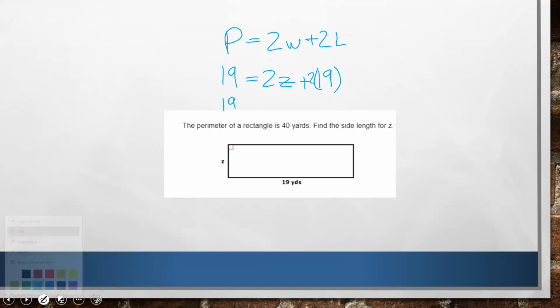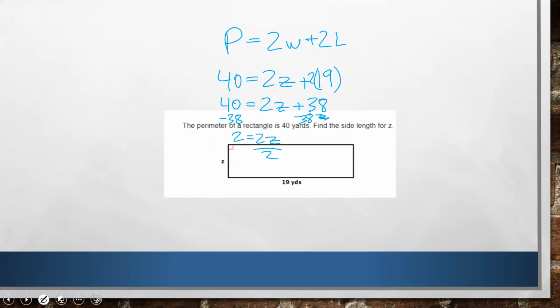I am making a mistake here. I apologize. It says that the perimeter is 40. So I shouldn't put a 19 over here. I should put a 40. Which means that 40 is going to be equal to 2 times z plus 19 times 2, which is 38. So that's minus 38 from each side. We'll get 2 equals 2z. Divide by 2, divide by 2. These 2's cancel, and 2 divided by 2 is 1. z is equal to 1.